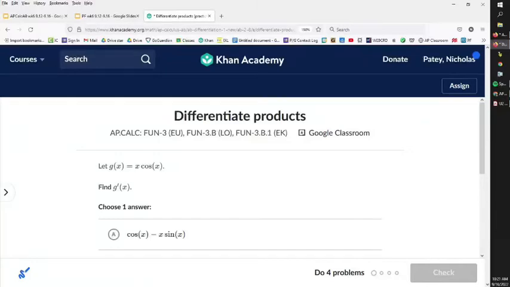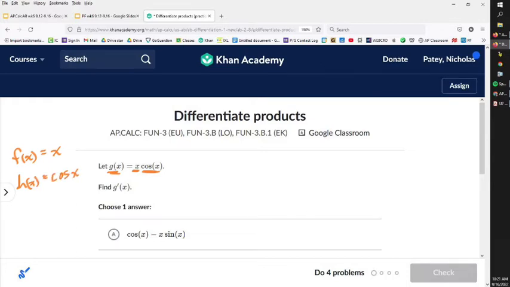Okay, we got multiplication in this one. Okay, we finally get x multiplying cosine x. Now, when you're a noob at this, it's really helpful to identify the two different functions. So since g was already used, I'm going to say f of x is x, and I'm going to say h of x is cosine x.